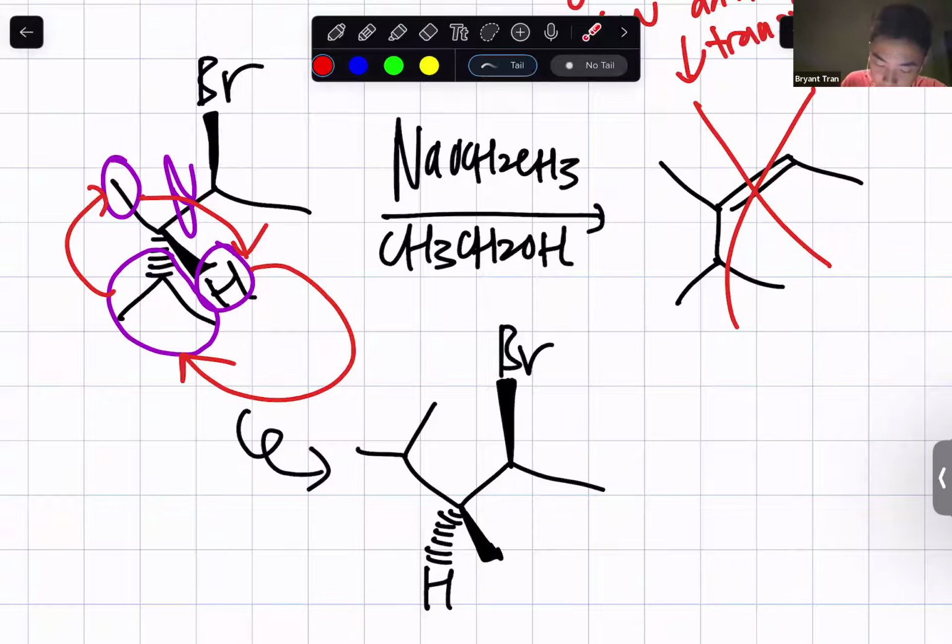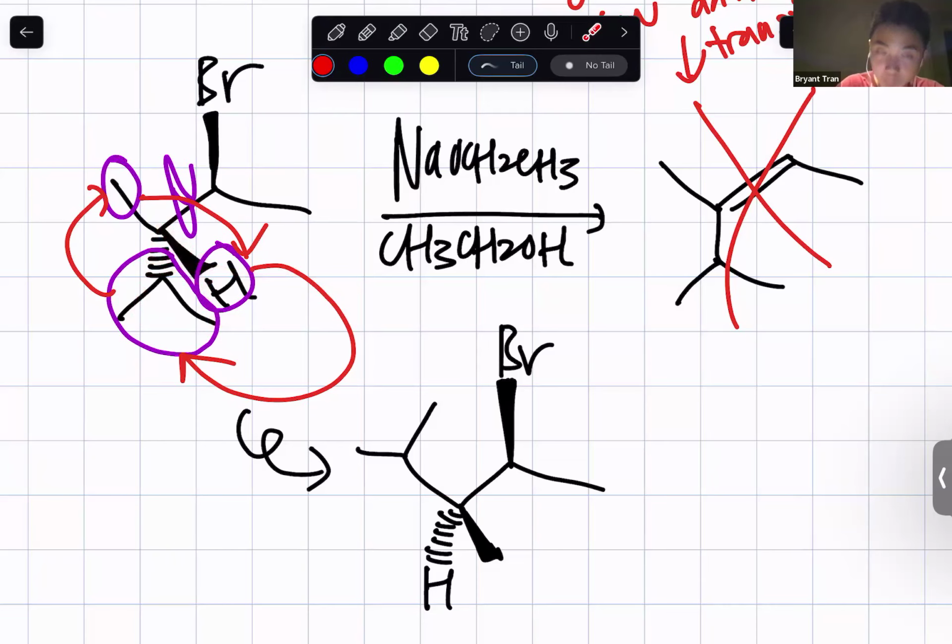So you cannot just switch two groups. Let's say you keep this methyl group the same, and you keep everything here the same, and you just switch these two. Let's say you made the hydrogen a dash, and then you made the isopropyl a wedge. That wouldn't be the same molecule. That would be a diastereomer.